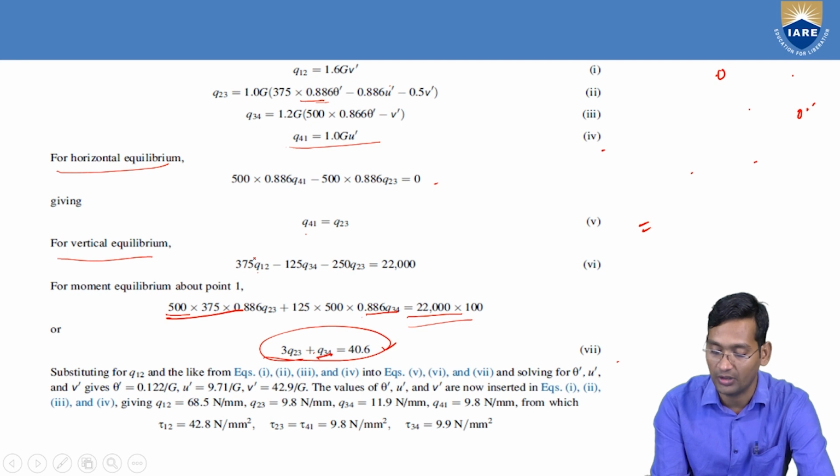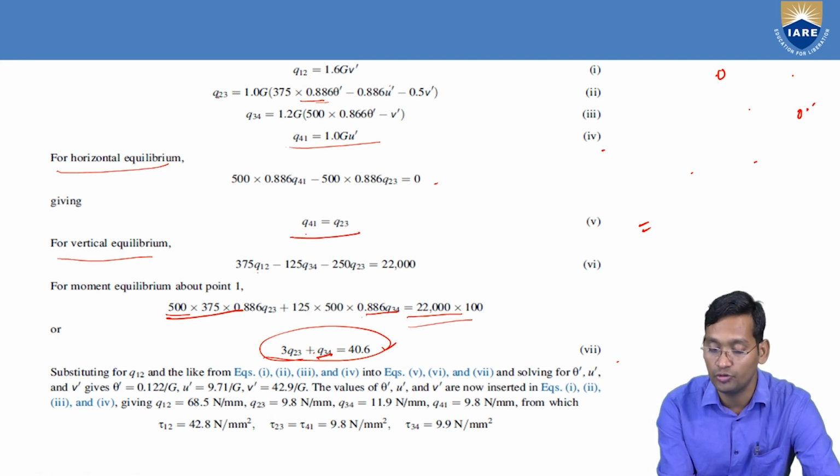Substituting in fifth and sixth. In sixth, Q12 is there, right? In fifth, Q12 is not there. Or just first substitute in fifth. So Q41 and Q23. What is Q41? Here. And Q23 here. So this equals to this one.